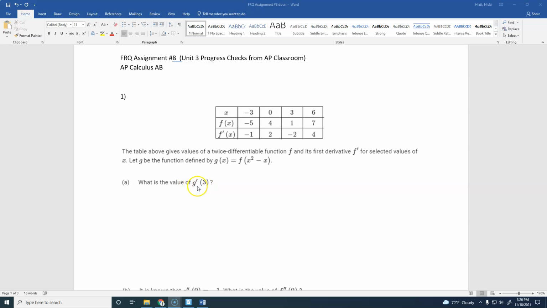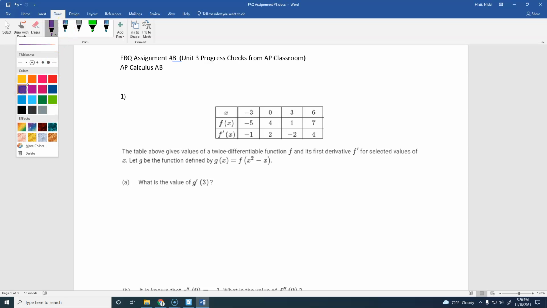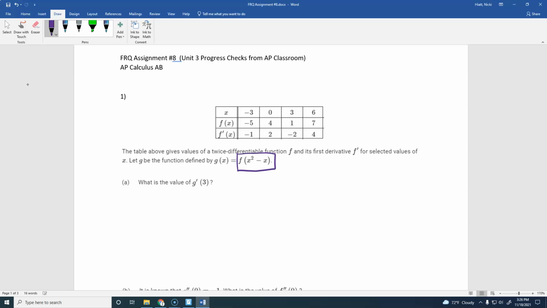So this first question asks for g prime of 3. So you have to find g prime of x first, which you're going to have to use the chain rule for. You will take the derivative of this outside part first, and then you have to multiply by the derivative of the inside. So g prime of x is going to be f prime of, leave the stuff on the inside the same, so x squared minus x, times the derivative of the inside, which is 2x minus 1.